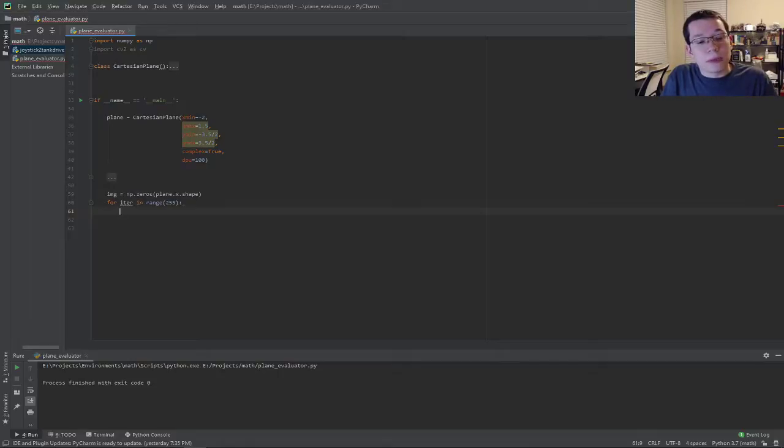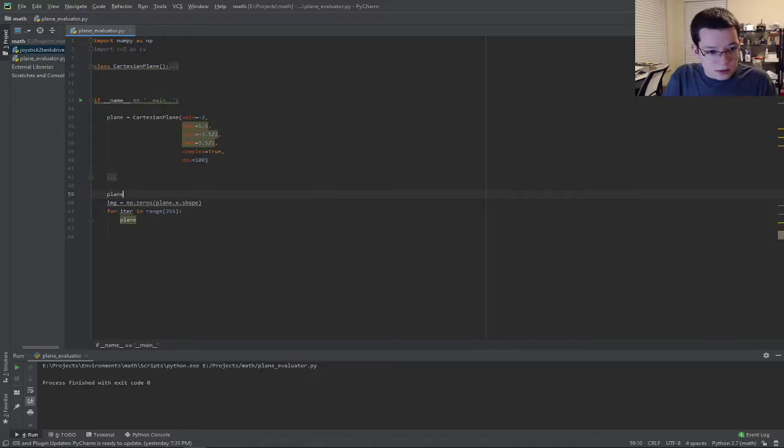And we're going to do plane. So what I've done here is I've overwritten this class that I've made because I don't need the class anymore. It's just a constructor for my plane. And then I added the real part and the imaginary part so that I have a grid of complex numbers.